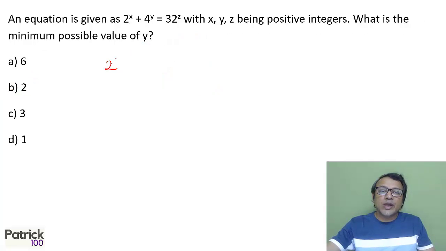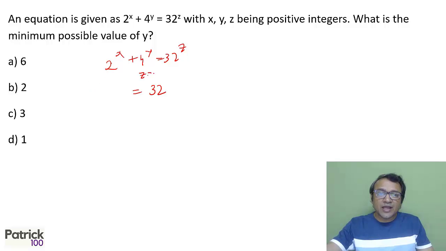Equation: 2 raised to x plus 4 raised to y equals 32 raised to z, with positive integers. Find the minimum possible value of y. If you look at the options, they are not very big. You can substitute values. Let's say z is 1. So what do you get? 32. So how do you get 32? You can't take 2 raised to 5 as 32, because if you take 2 raised to 5, 32, what you'll get is 4 raised to 0. But y is a positive integer. So that means you can take 2 raised to 4, 16.